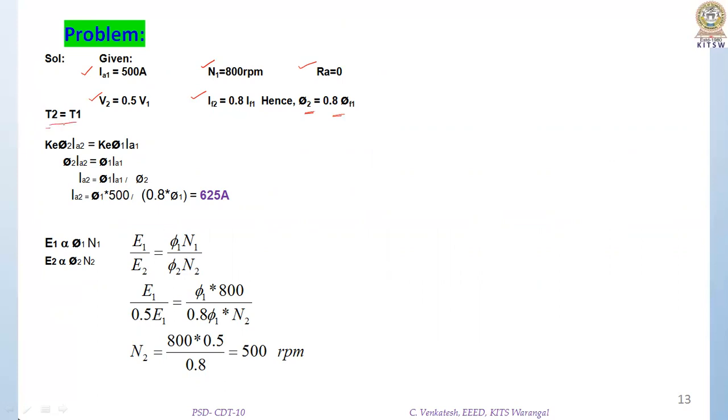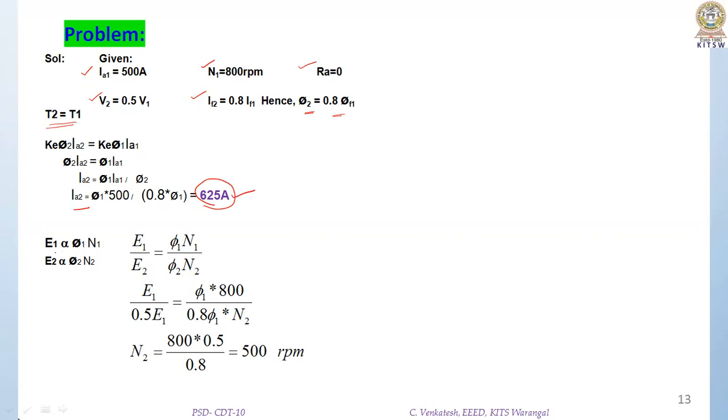So torque is remaining constant. T2 is equal to T1. So we have KE phi2 IA2 should be equal to KE phi1 IA1, and therefore you get IA2 equal to 625 amperes. All the values are known. You can substitute and you will get IA2 as 625 amperes.